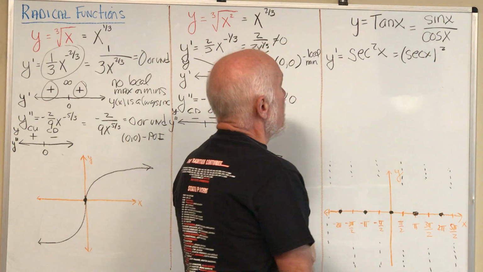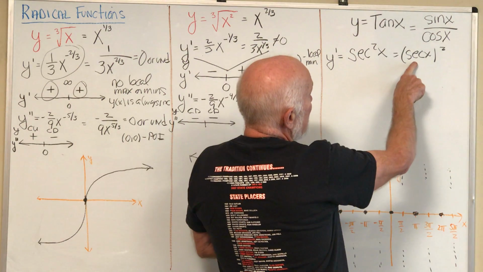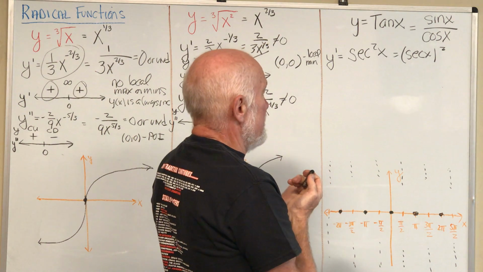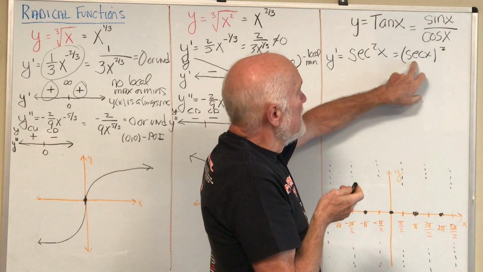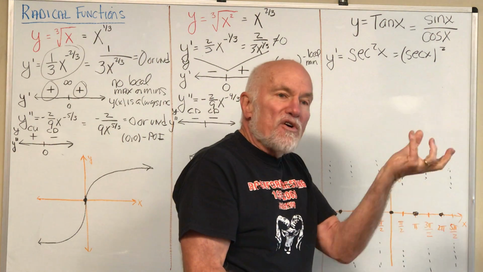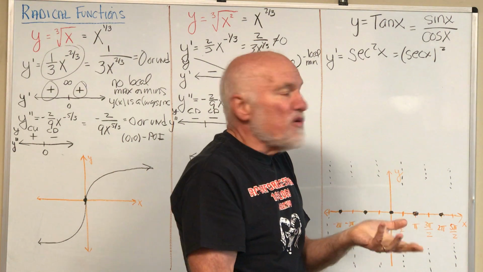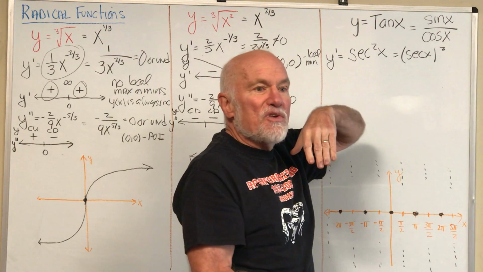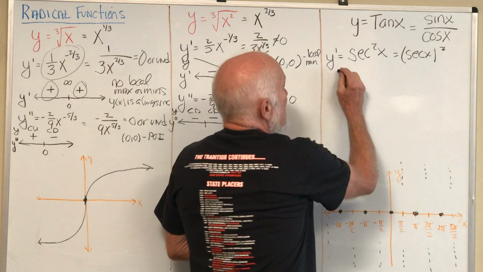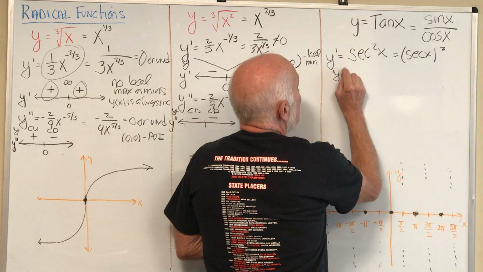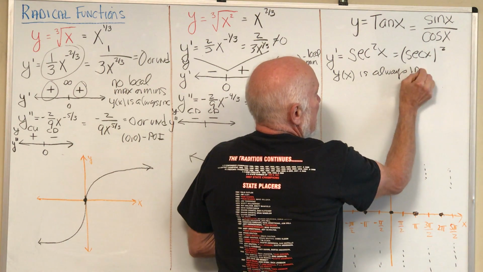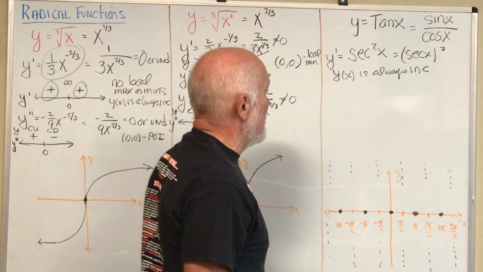The function is always going to be increasing except at the places where you have a 0 derivative, whenever the secant is equal to 0. But the secant is 1 over the cosine. So you can't get 1 over something ever equal to 0. So basically we're never going to have any places where the function actually levels out to a 0 slope. So I can just basically say that y of x is always increasing. That's going to be something nice to know when we go to graph it.